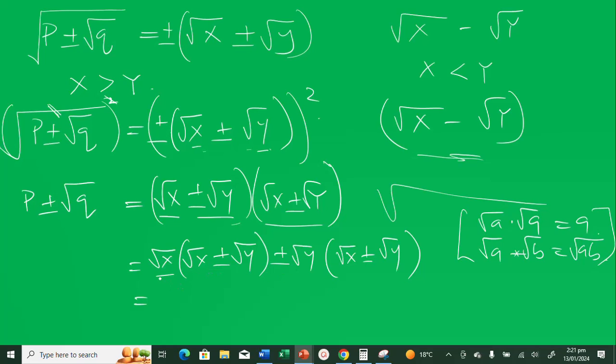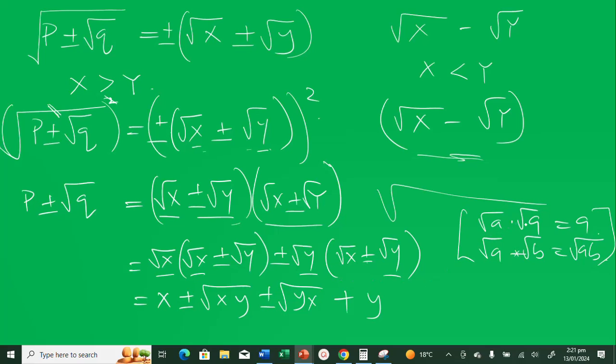So the square root of x times the square root of x will give you x. The square root of x times plus or minus the square root of y will give you plus or minus the square root of xy. Plus or minus the square root of y times the square root of x will give you plus or minus the square root of yx, which is the same thing as this, but let me leave it at this. Now, plus or minus the square root of y times plus or minus the square root of y: plus times plus will give you plus, minus times minus will give you plus. So this will be plus y.